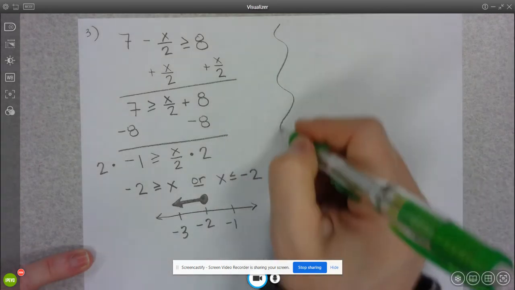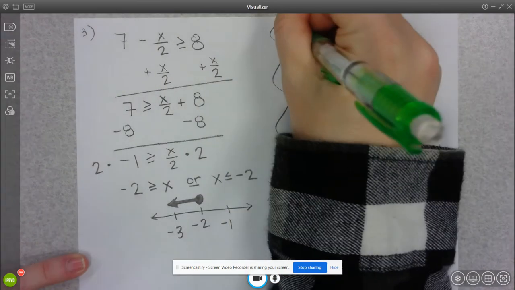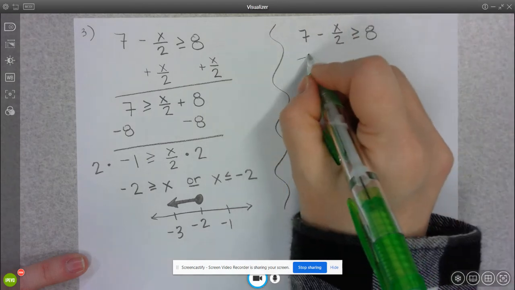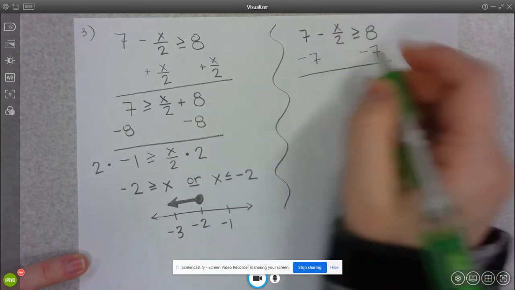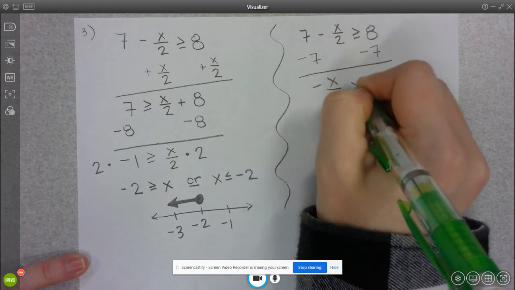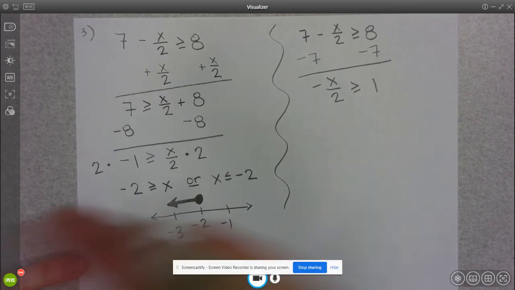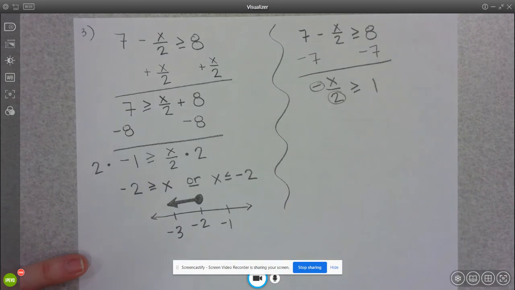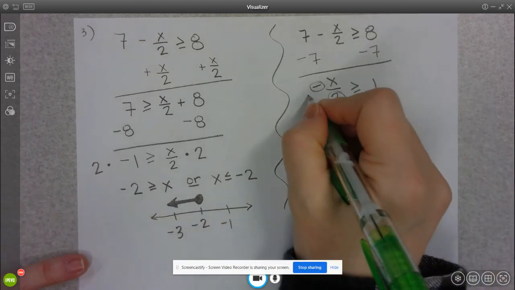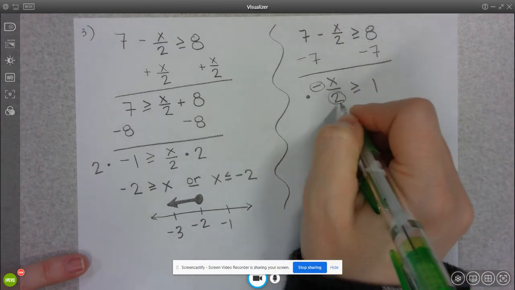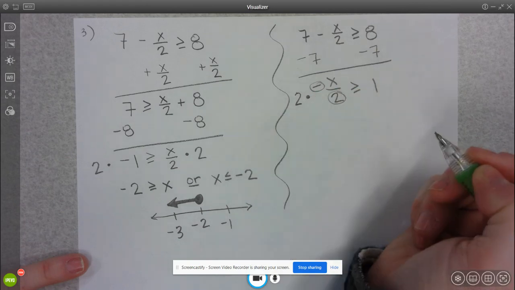Now let's say I wasn't going to do that method and I was going to do the other method. Well, I would subtract 7 first. Now you can choose to do this next part in 2 steps or in 1 step. I have to deal with the fact that I have a negative number and a fraction that are both with x. So when I multiply here, in order to get rid of the denominator and create 1 in my denominator instead, I have to multiply by 2.